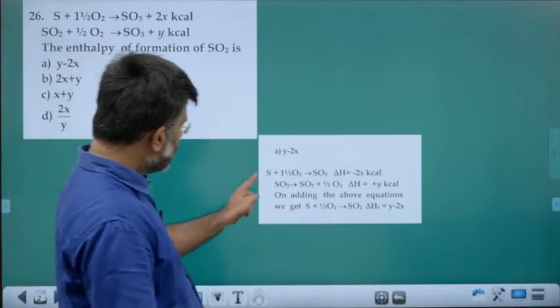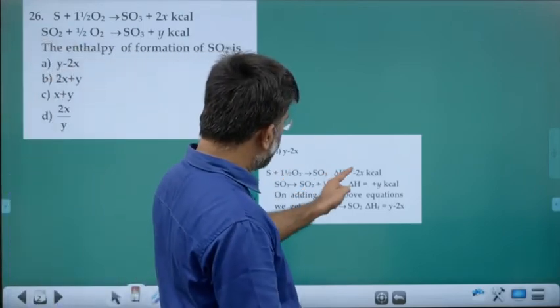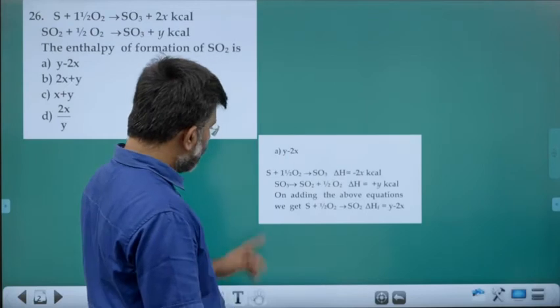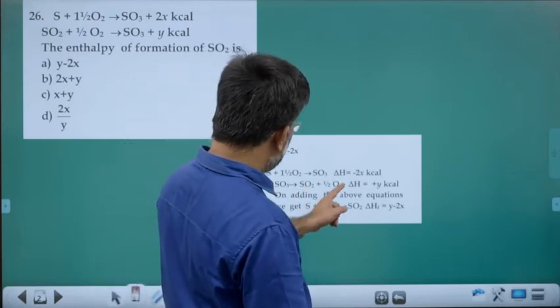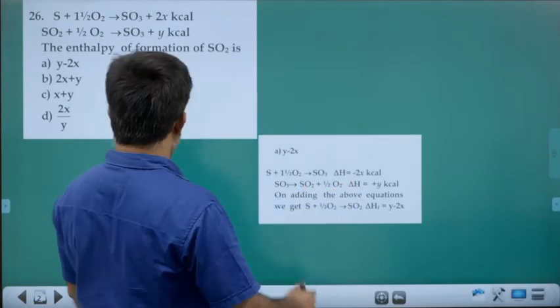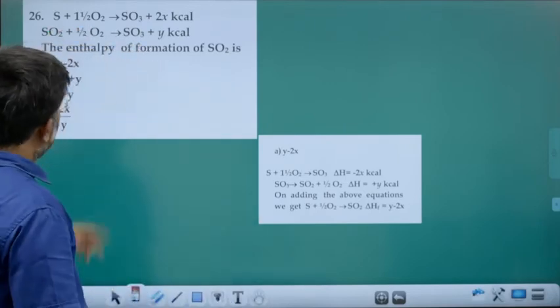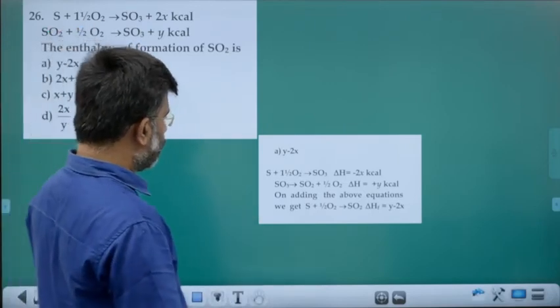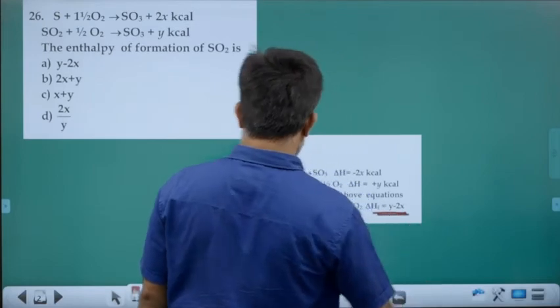You see that S plus half O2 giving SO3, delta H is minus 2x. SO3 giving SO2 plus half O2, delta H plus y. That means the reverse of the second equation. And adding the two, you will get the answer.